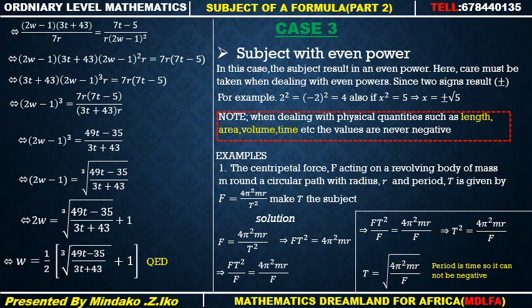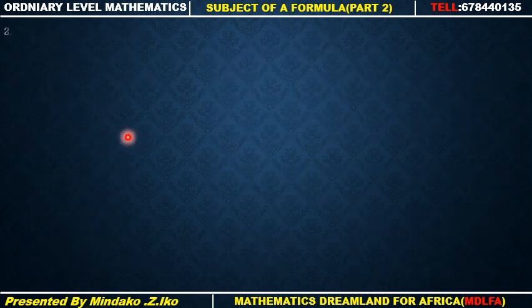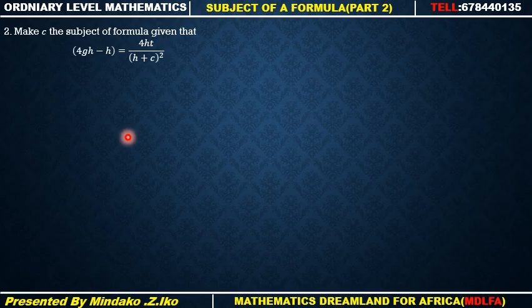So let's look at example 2. Example 2: make c the subject of the formula, given that 4gh minus h equals 4ht divided by h plus c, all that squared. Now, as I earlier explained, the best thing for you to do here is just to cross multiply.